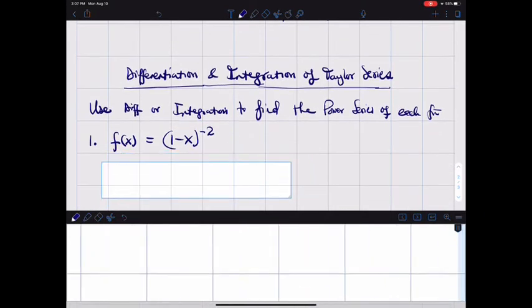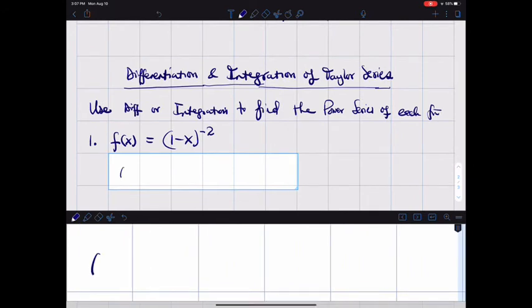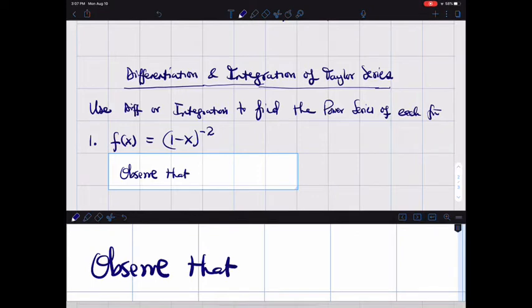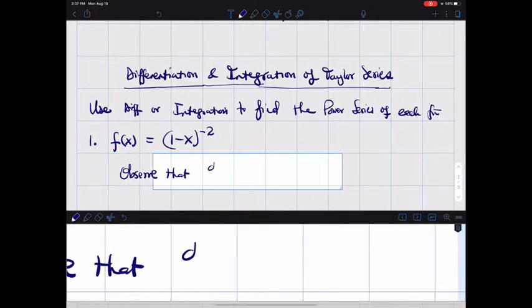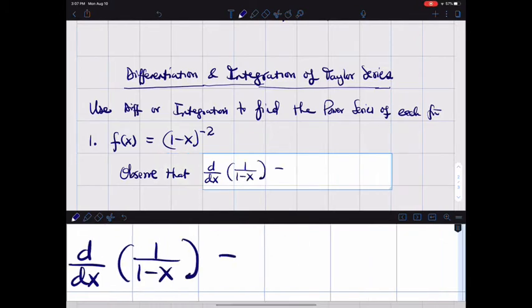Now, this requires some observation, and let's observe it. Observe that when we take the derivative of 1 over 1 minus x, we end up with x, 1 minus x, to the power of negative 2.